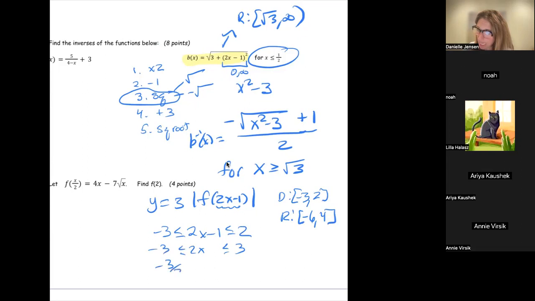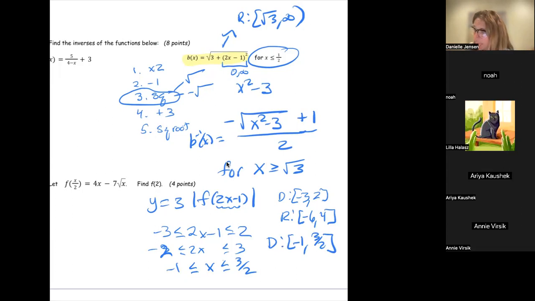So the domain. Wait, add 1. Oh, sorry, -2. I forgot to add 1 there. That didn't look right. And divide by 2. So -1, 2, 3 halves. Have I cut off any of the graph here? No. Literally the whole graph was shifted right and then horizontally smushed. So I haven't lost any of my graph.